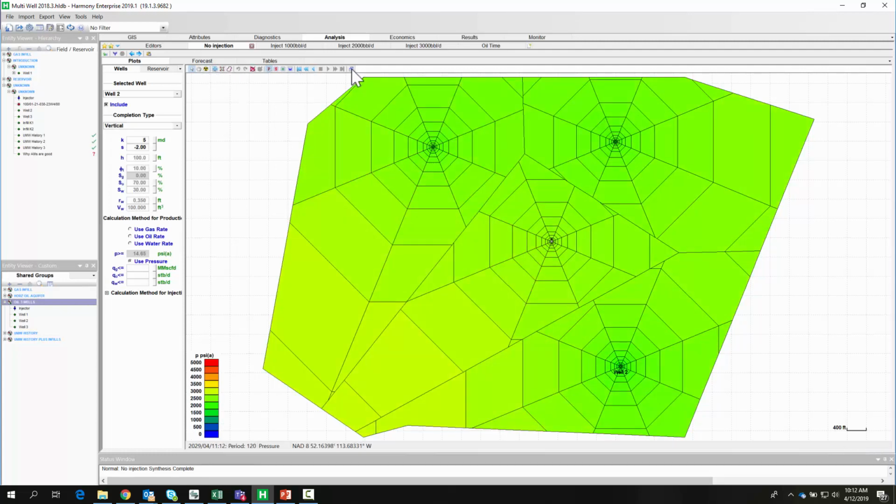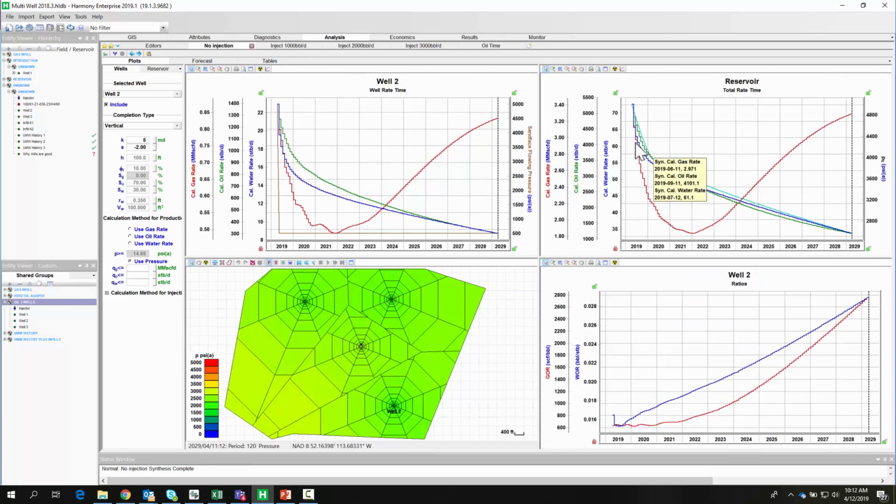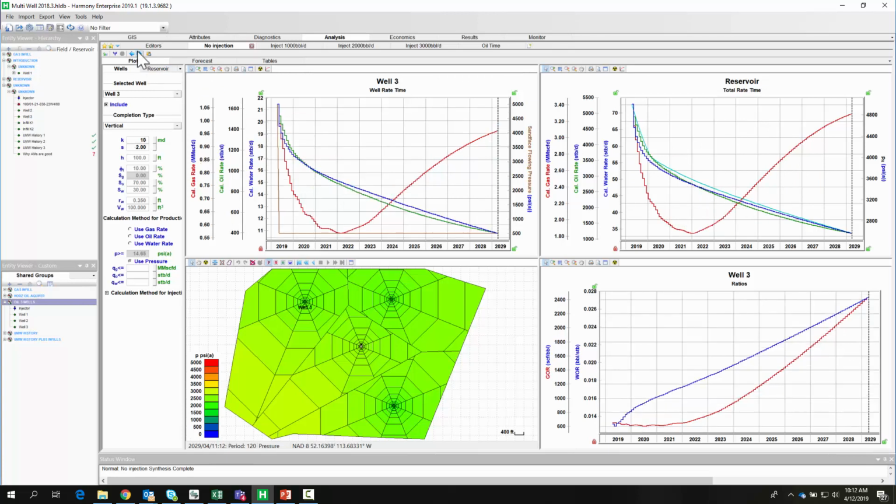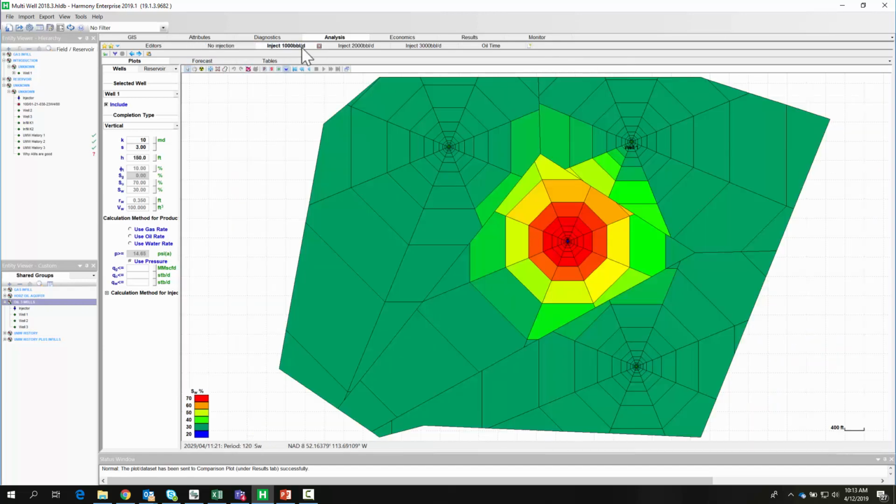So the result of this is we get an oil, gas, and water forecast for the entire reservoir, and we also get the production forecast for each of the wells. Down here we can even see each well's predicted GOR and water oil ratio. So I'm going to call this my base case. In fact, I called it no injection. But what if we were to add injection?